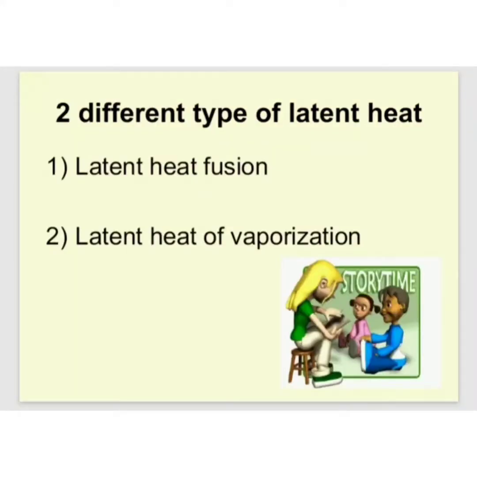During a change in physical state of matter, there are two processes: fusion or solidification, and another is vaporization or condensation. On these two processes, latent heat is also divided into two parts. First is latent heat of fusion and another part is latent heat of vaporization.